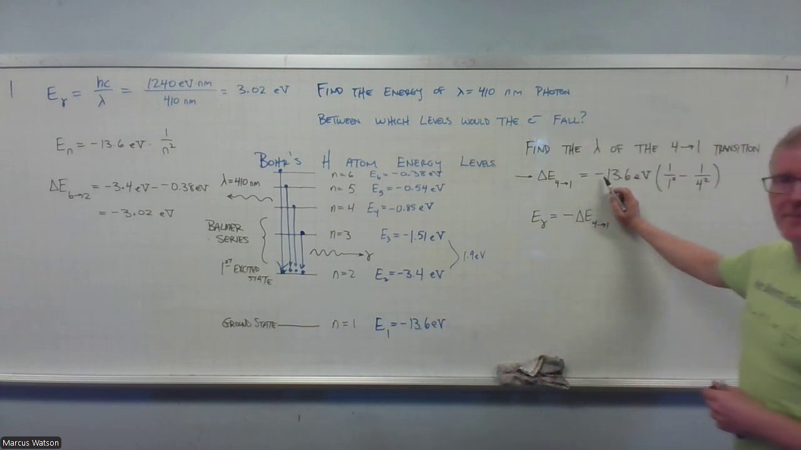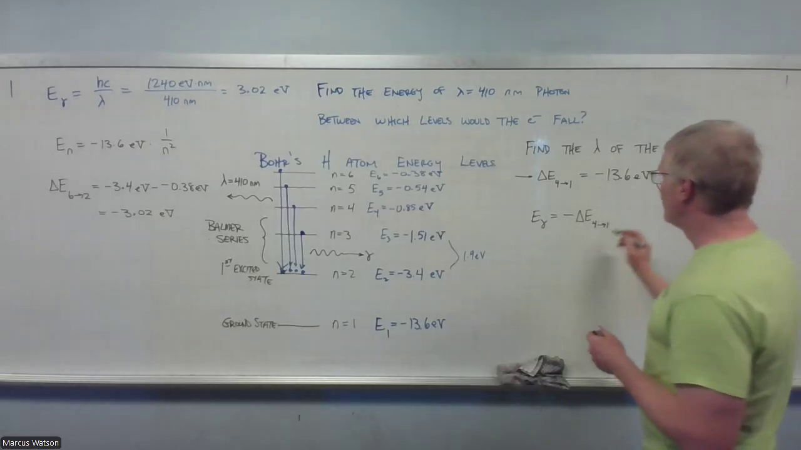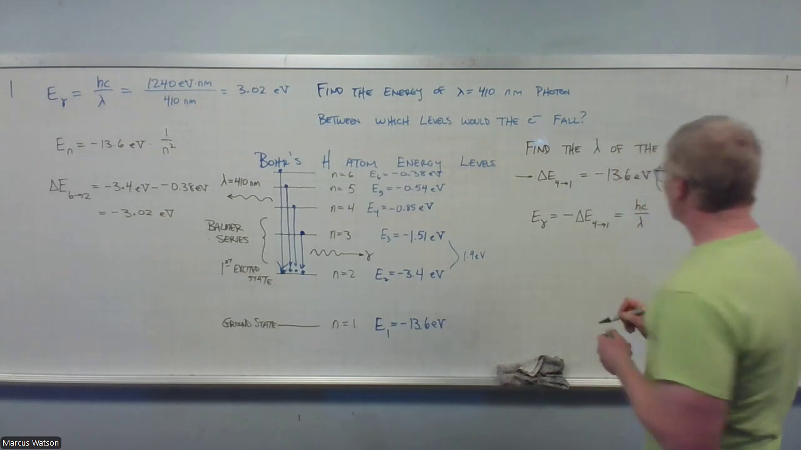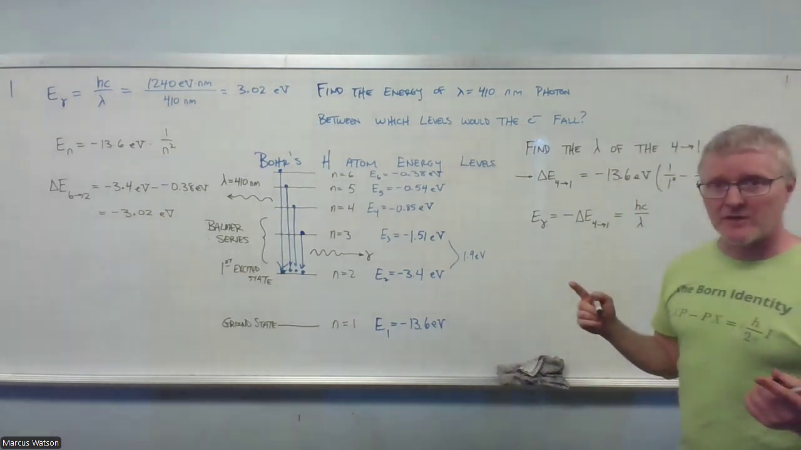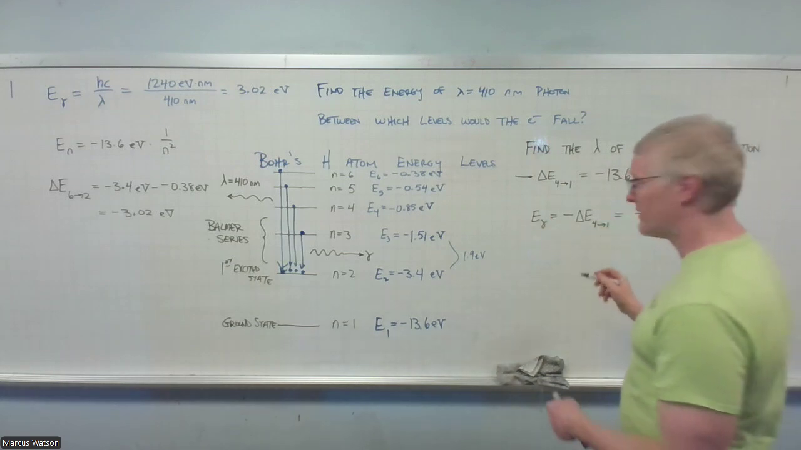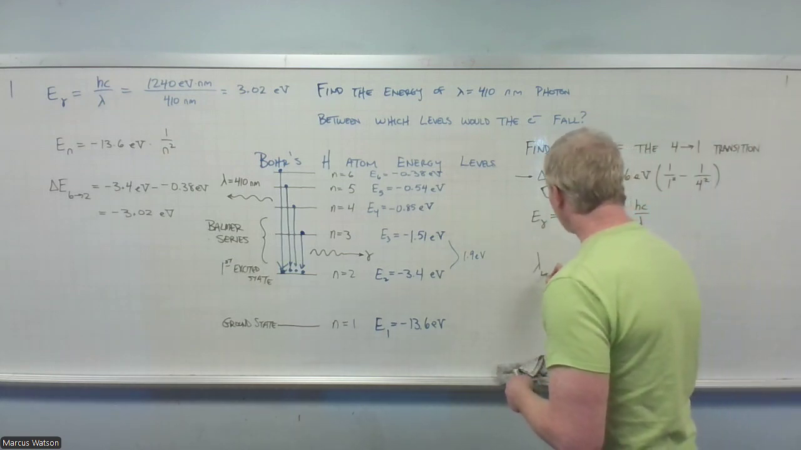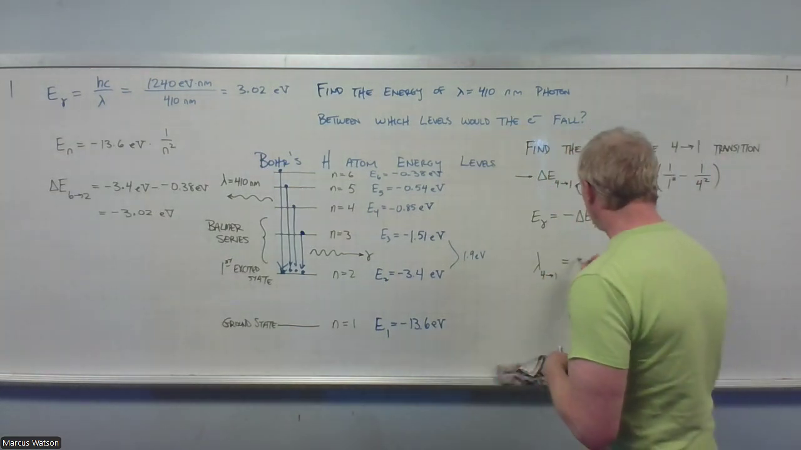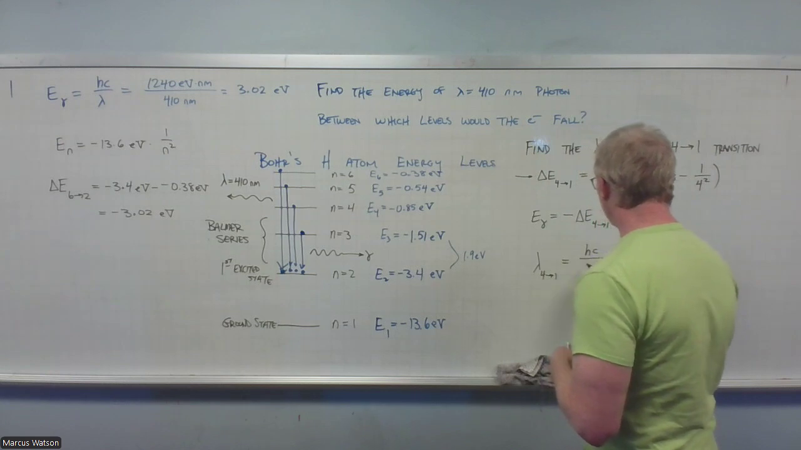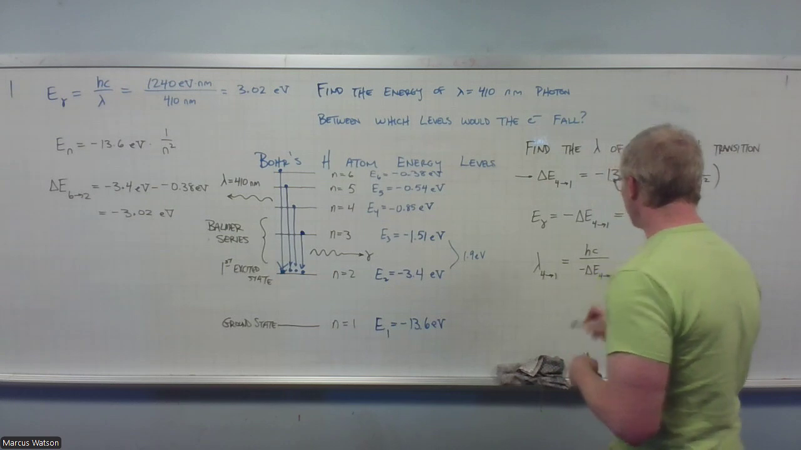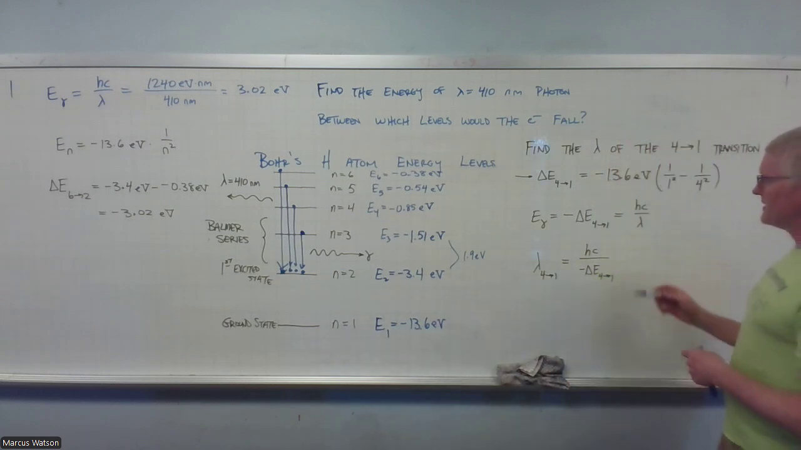In other words, just wipe away this negative right here and calculate it and you'd have it. And then I'd say that energy is hc over lambda. If I want the photon's wavelength, all I do is flip the energy with the wavelength. So now I'm going to get lambda 4 to 1 as being hc divided by the negative of the electron energy level change. Like so.